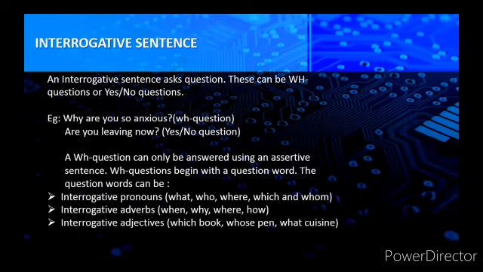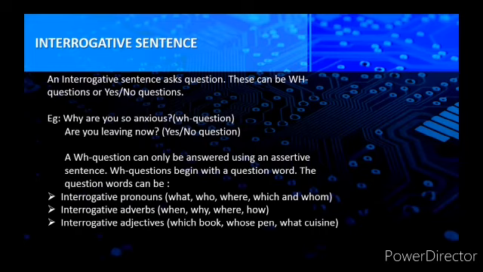For example, why are you so anxious? This is a WH question and it is an interrogative sentence. Are you leaving now? This is a yes or no question. A WH question can only be answered using an assertive sentence. It begins with a question word.